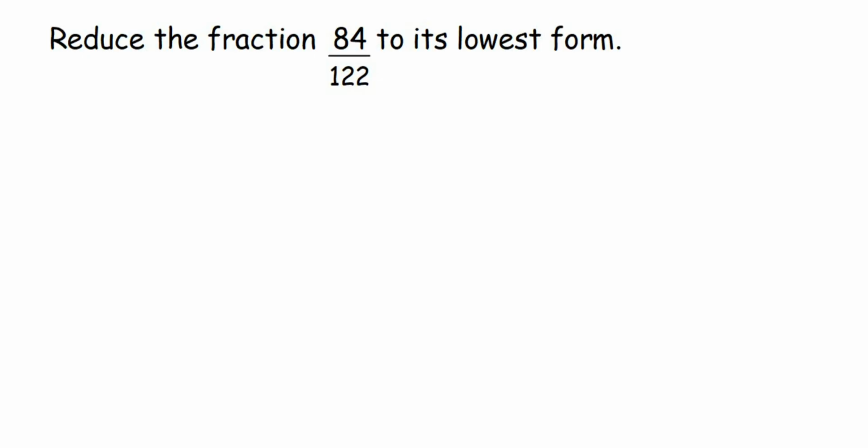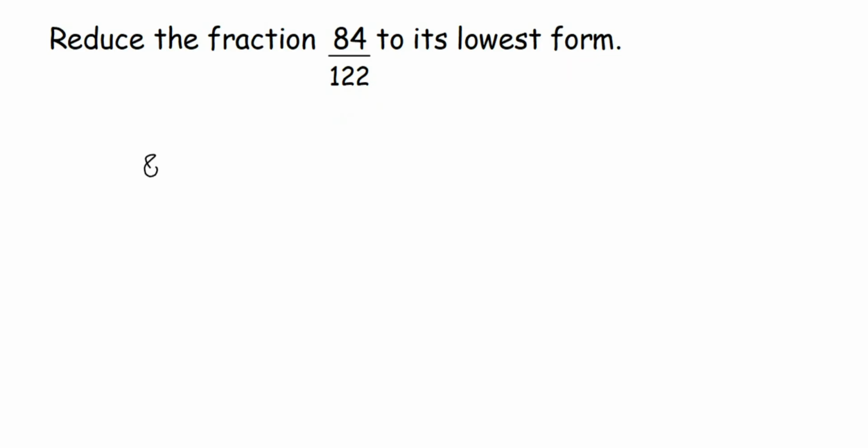Hello everyone, here's a question from fractions and I got this question from the comment. Raja gave this question, he wants this fraction to be reduced to its lowest form. So we have 84 by 122. How can we reduce it to its lowest form? Lowest form means it's a cancellation. You have to simplify this more.